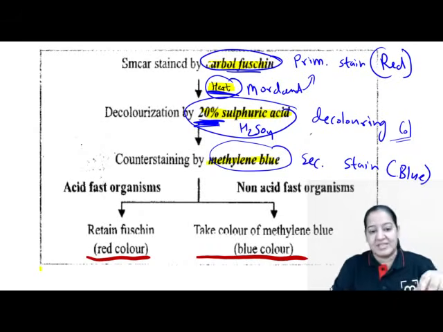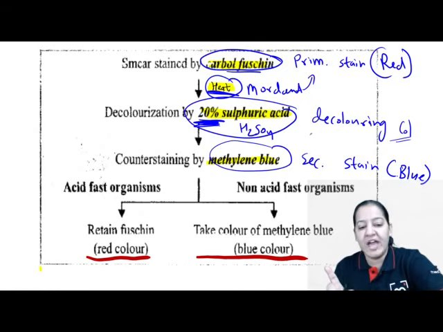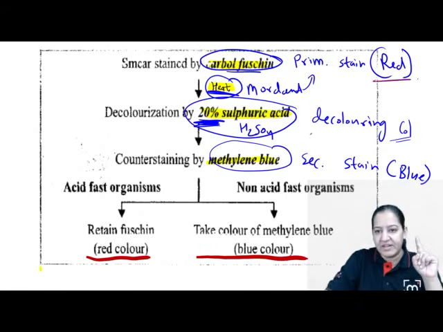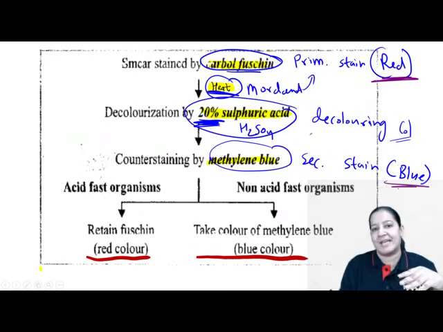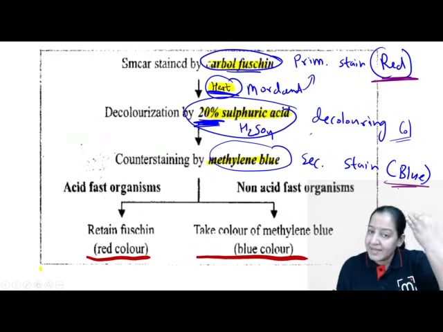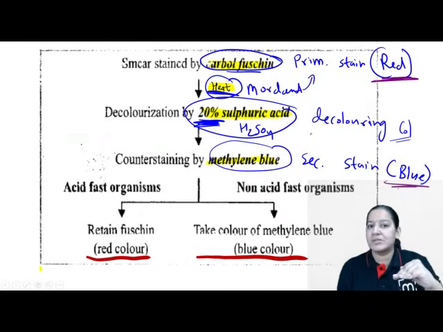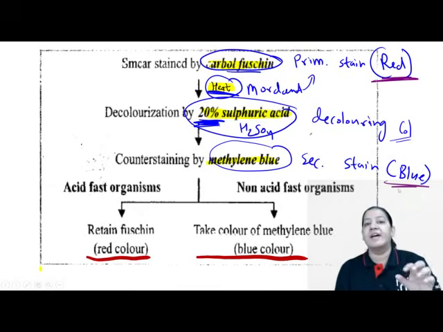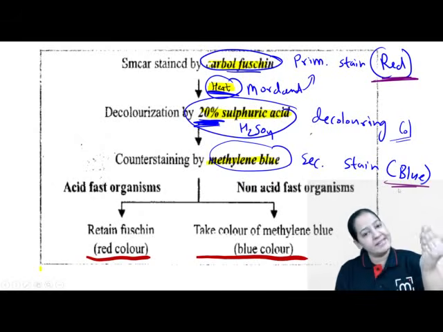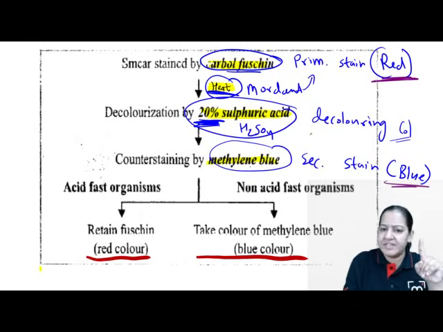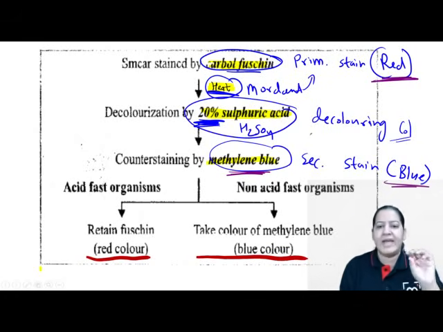So we have reversed, in contrast to gram stain. You can see we have reversed the colors of the primary and secondary stain. In gram stain, the primary stain was blue or violet and secondary was red. The counter was red. But here in acid fast stain, we have taken the primary stain as a red color and the secondary stain as a blue. Usually we take methylene blue or any blue we can take, right?